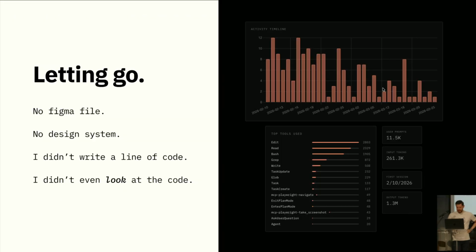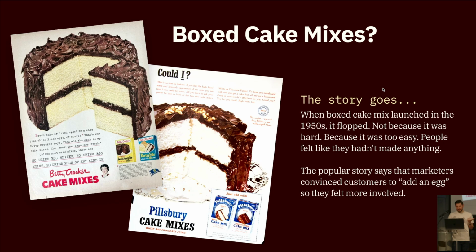One of the harder lessons that I've started to learn is that the process is just different. For this one, I didn't start with a Figma file. There's no design system. I didn't write any of the code. I still haven't even looked at any of the code. I have not looked at a single line of code for this tool whatsoever. But I can just keep going. And all of this has reminded me of boxed cake mixes. So stay with me here.